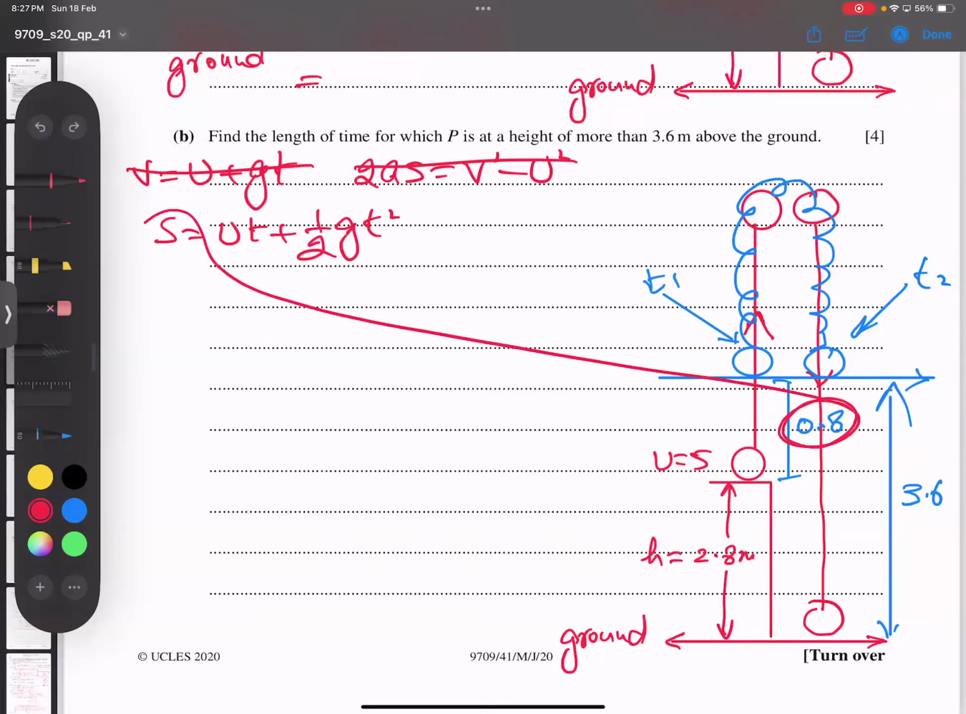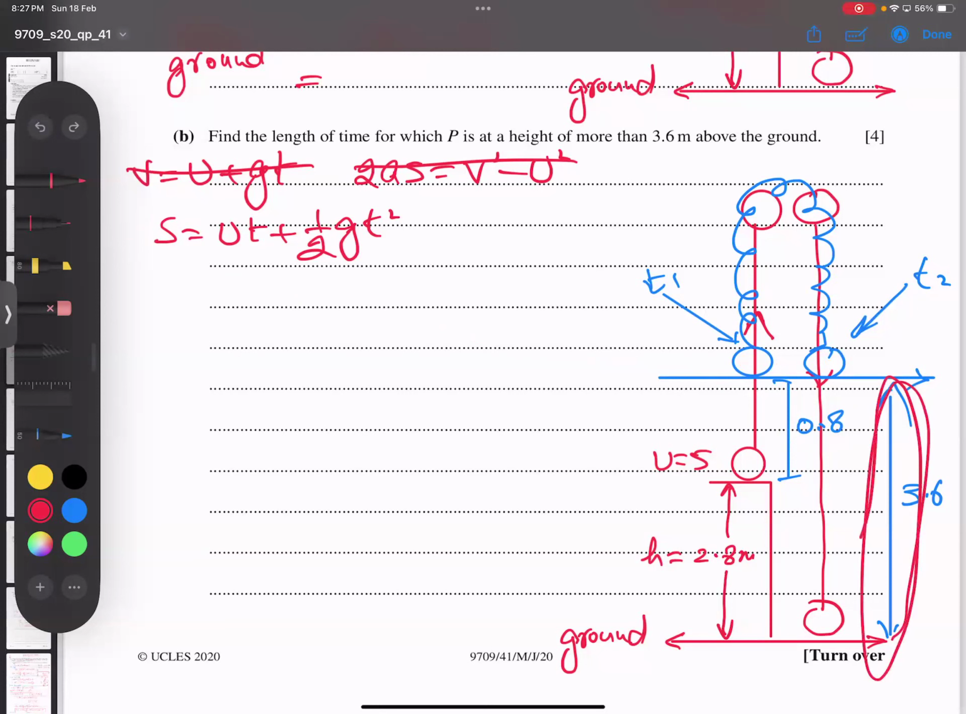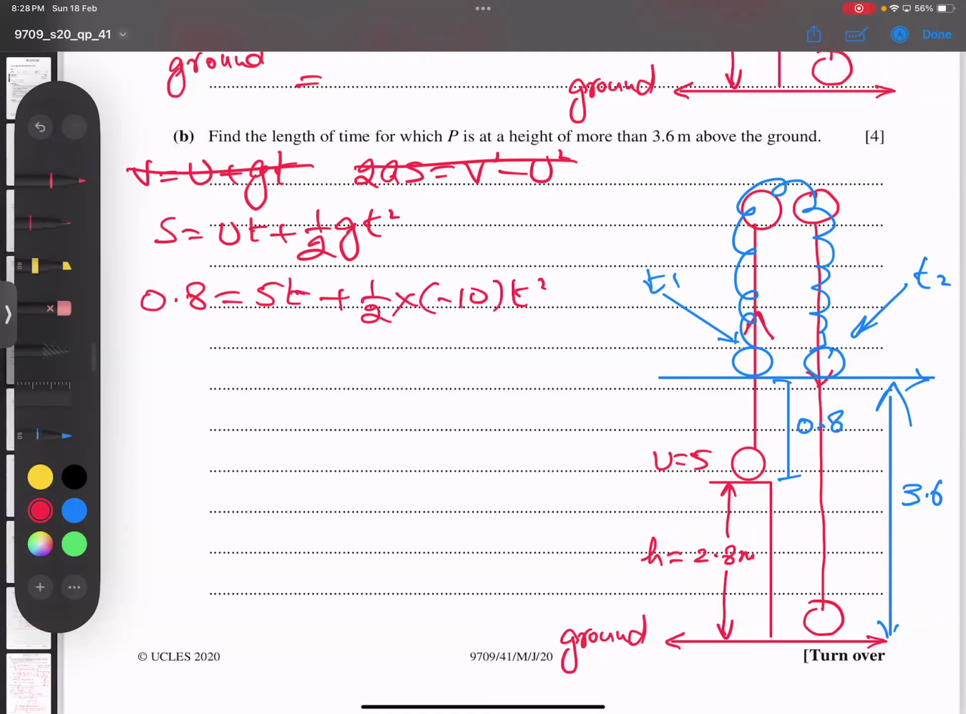Now this 0.8, I will plug in, because this is the full 3.6 minus 2.8. The particle is starting from this point, so I can't count the 2.8 distance. I will not take it. The logic is very clear: the particle is not starting from the bottom, so I will take 0.8 only. So 0.8, u is 5, so 5t plus half times gravity, going upward -10 always. 0.8 equals 5t minus 5t squared. Bring all values to the left hand side.